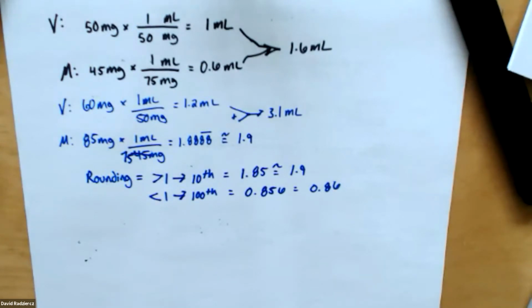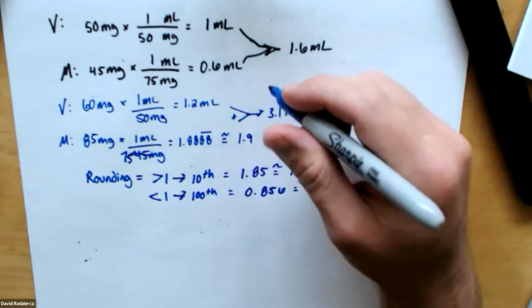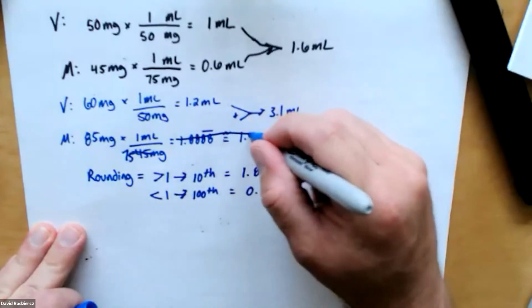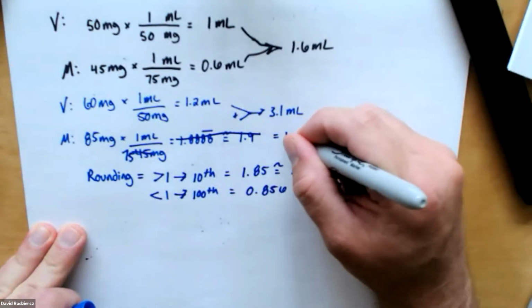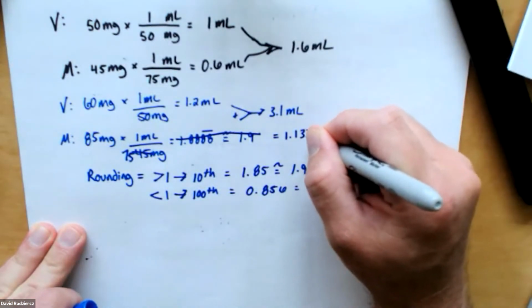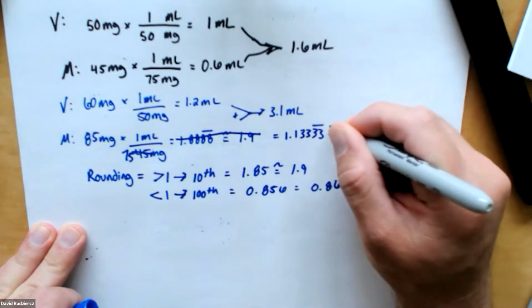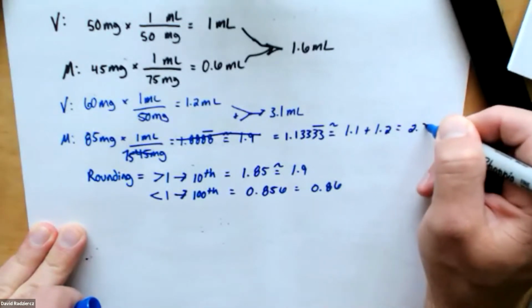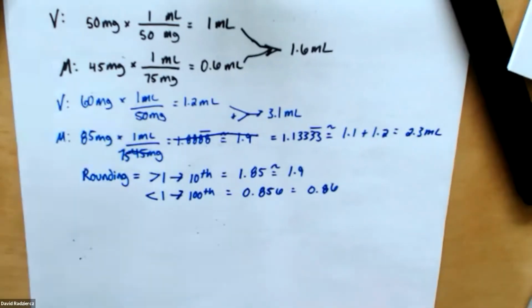All right. Yeah, so 85 divided by 75 would give you 1.13. So let's just start that over again. 1.13333 repeating, you would round that to 1.1. 1.1 plus 1.2 would give you 2.3 milliliters. So I apologize.